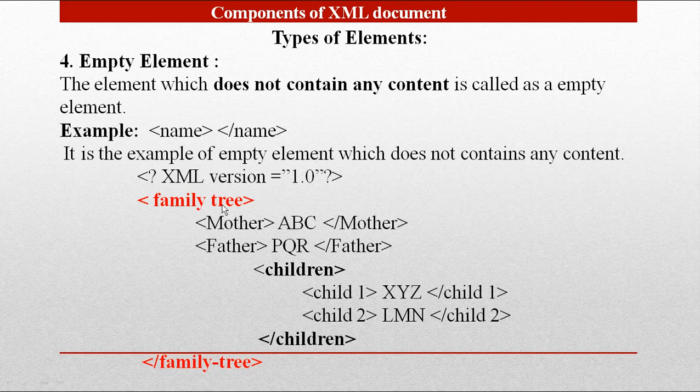And this is the family tree. In the family tree, the tag is opened here and closed here. Mother and father are the two siblings of the family tree, and inside the father there are children. So father again has one tag, that is the children tag, and that children tag has sub tags, child 1 and child 2. So this is the simple element.